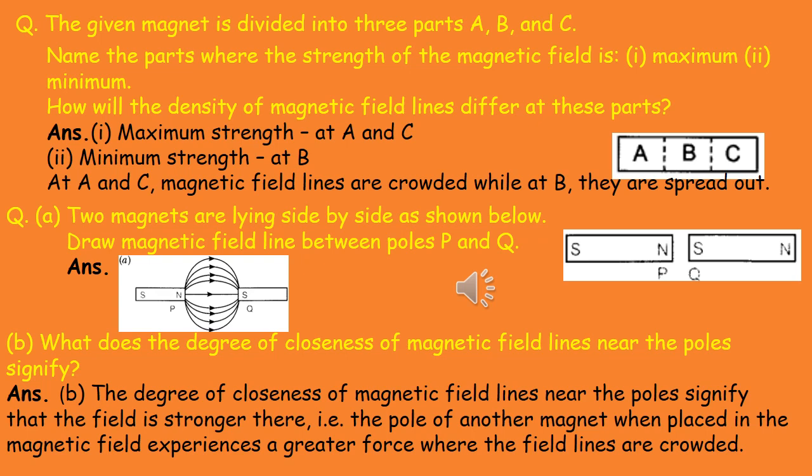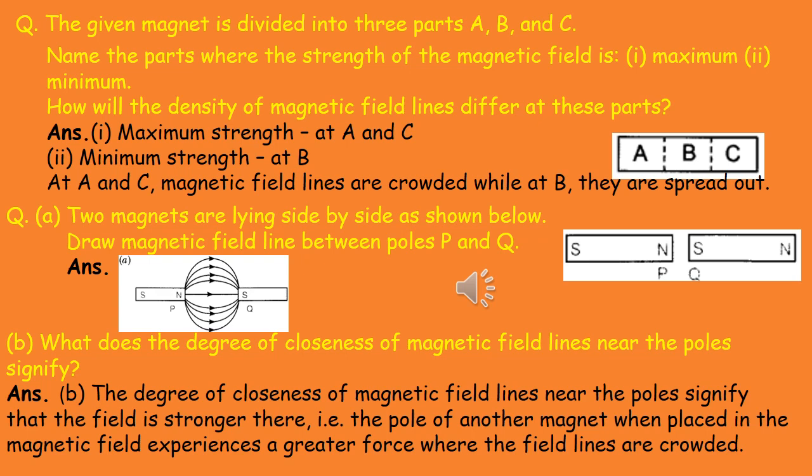Next question. The given magnet is divided into three parts, A, B and C. We have to name the parts where the strength of the magnetic field is maximum and minimum. The maximum strength of the magnet is obtained at its poles, which is located at the side. So A and C are the points where the strength are maximum, and at point B the strength of the magnet is minimum. And at A and C the magnetic lines of force are closely arranged.